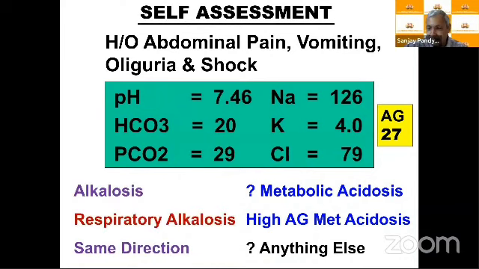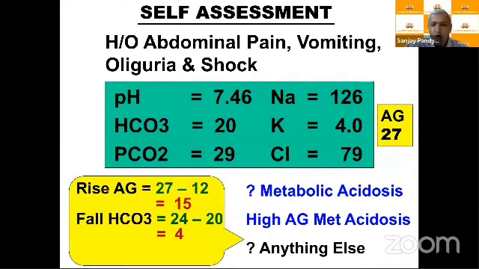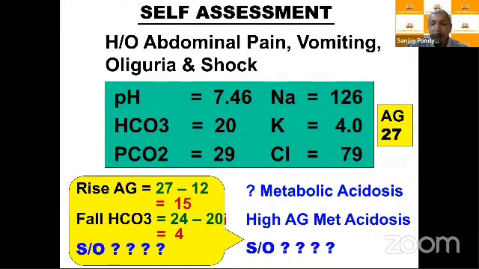Now, anything else? Change in anion gap. MOSSAD. Yes, MOSSAD: compare rise in anion gap with fall in bicarbonate. So what is the rise in anion gap here? 15. 27 minus 12, 15. And how much is the fall in bicarbonate? 4. Divided by 4. Yes, so we have rise in anion gap of 15, but fall in bicarbonate is just 4, suggestive of what? Hidden metabolic alkalosis.